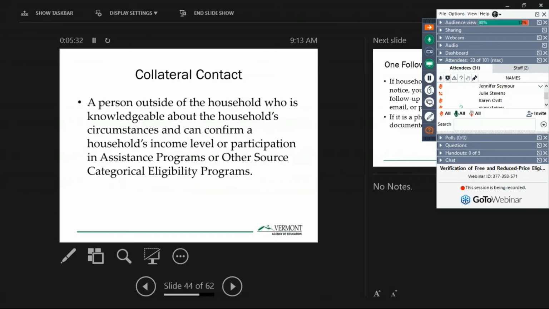So this is a person who is outside of the household, who's knowledgeable about the household's circumstances and can confirm their income level or participation in an assistance program or categorical eligibility program.